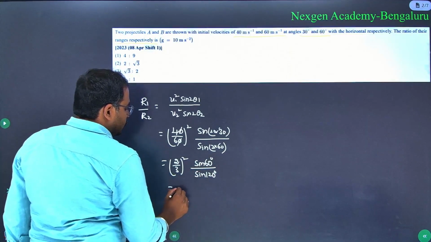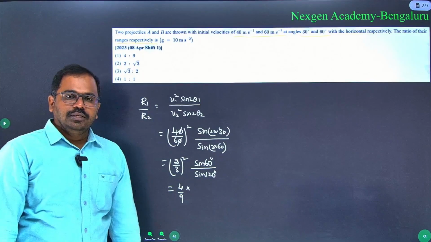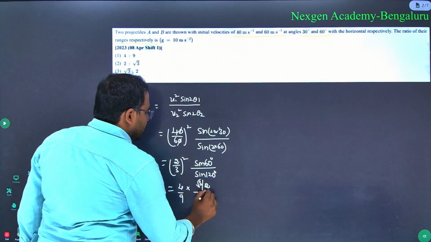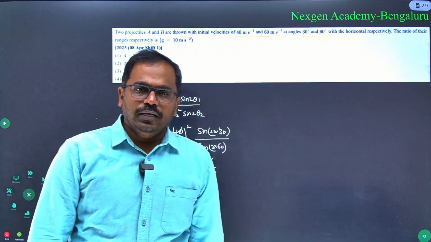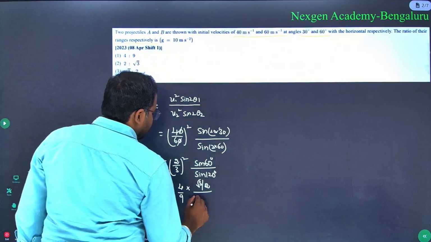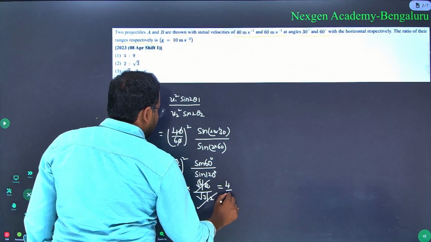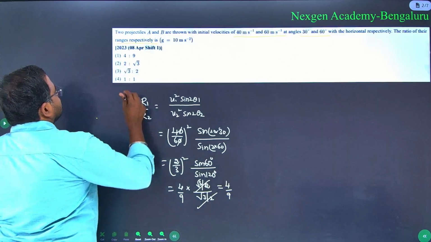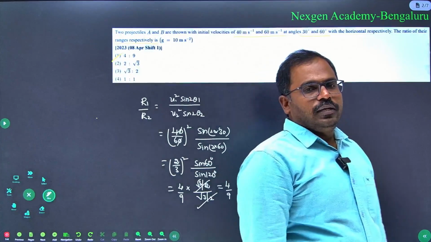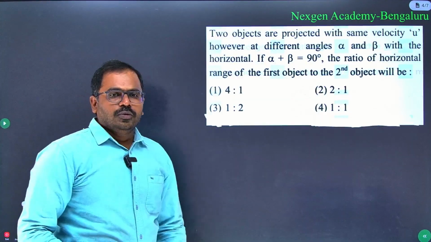So this is equal to 4 by 9 into sine 60, which is root 3 by 2. Also sine 120 becomes sine of 90 plus 30, which becomes cos 30, which is once again root 3 by 2. This root 3 by 2 cancels out, which gives 4 by 9 as the answer. So the very first option is our answer, 4 is to 9. A simple, direct formula based question. Okay, right.